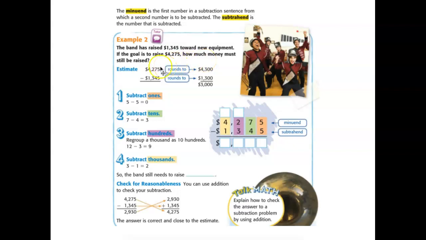The first thing they're doing is they're going to estimate before they do the actual answer. And again, when you estimate, it's going to help you decide when you actually do the real problem if you're close. So they're going to round $4,275 to the hundreds, so it becomes $4,300. $1,345, again rounding to the hundreds, is going to become $1,300. And if they subtract 1,300 from 4,300, their answer is about $3,000.